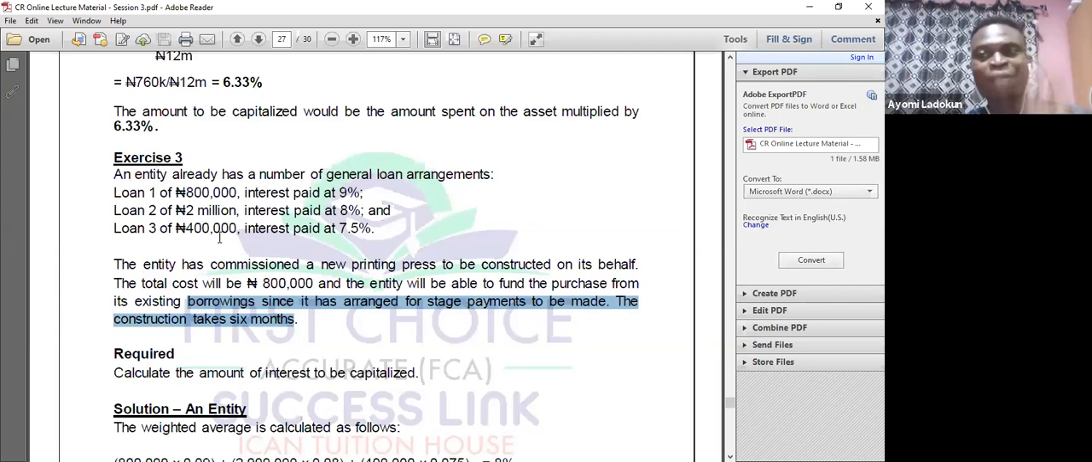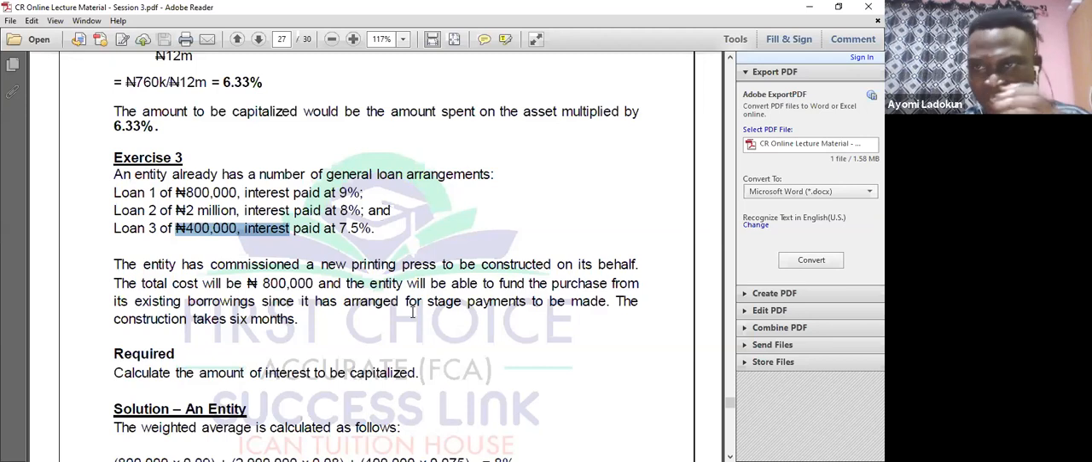You just say capitalization rate equals interest charges on loan, or interest charges for the year, over total number of loan. So on my numerator, I will say 800,000 at 9%. I will get a figure. 2 million at 8%, I'll get a figure. 400,000 at 7.5%, I'll also get a figure. I will add it together. Okay. I will now divide by 800,000 plus 2 million plus 400,000 multiplied by 100%.